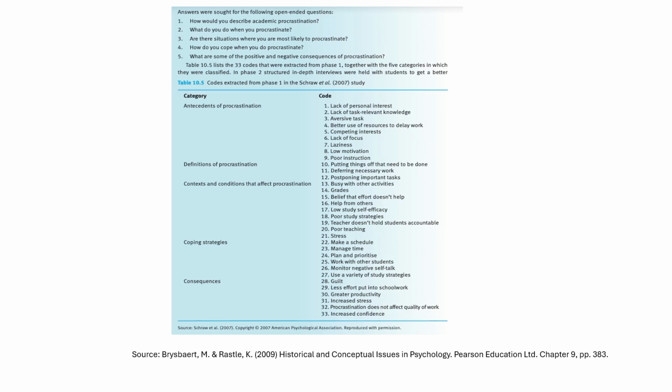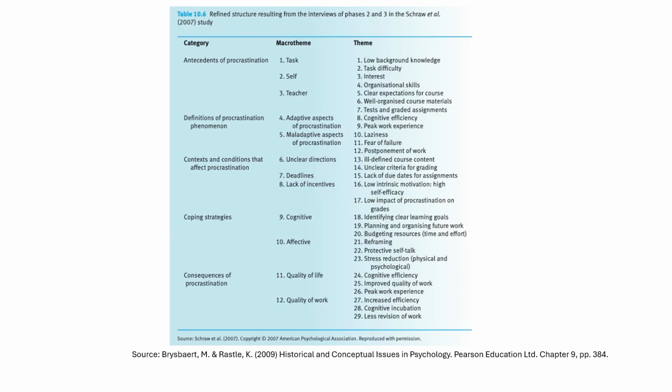For example, you can see there are coping strategies. Some of these codes correspond to what are the coping strategies that people typically use, what are the consequences of procrastination that people experience, and what are the contributing factors. So antecedents of procrastination, what are the contributing factors to procrastination? And you will see that there are these codes on the right side, which may correspond to these specific categories of analysis.